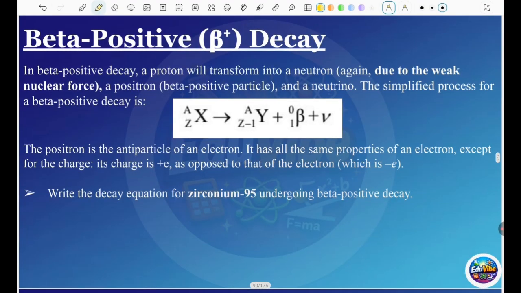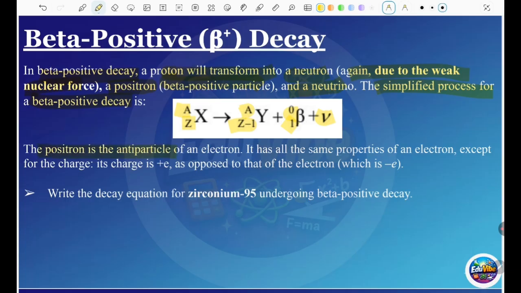Then we have the beta positive decay. In the beta positive decay, a proton will transform into a neutron, due to the weak nuclear force again. We now have a positron, which is the antiparticle, called a beta positive particle, and a neutrino. This is the simplified process for beta positive decay. So for A and Z on the product side, A remains the same, and Z now goes down by 1 because this is positive. And we have 0 and 1, and a neutrino.